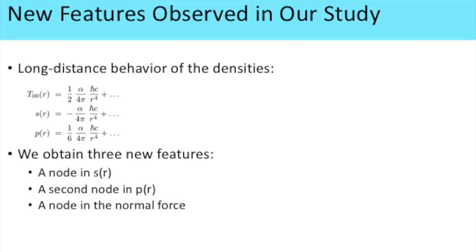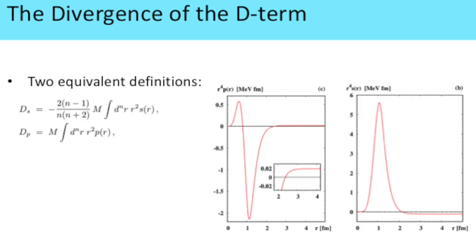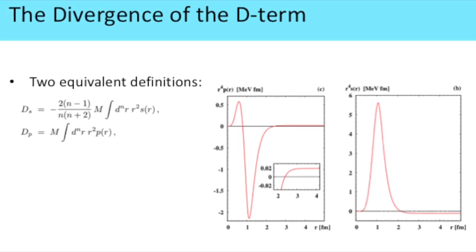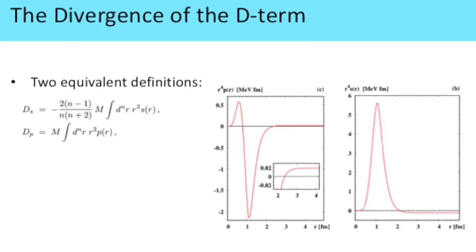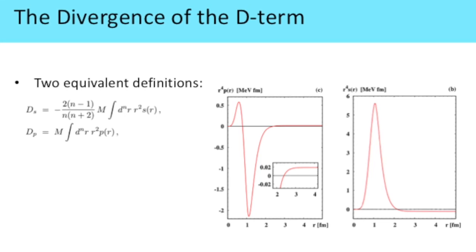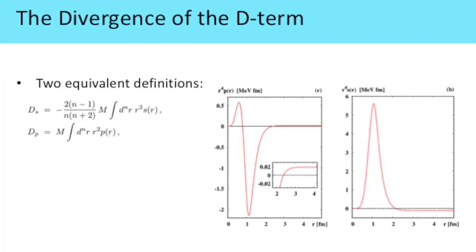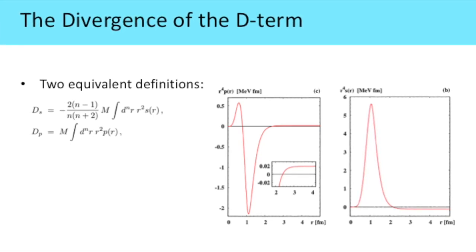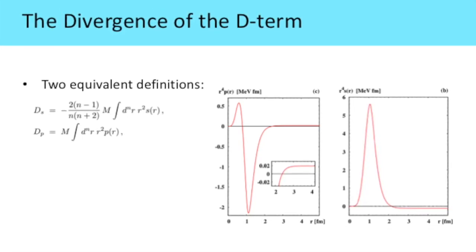It is important to note that the shear force and pressure are small in the regions where we see these new features. The D term in our model has 2 equivalent definitions in terms of shear force and pressure. This equivalence arises from the energy-momentum tensor conservation. We use n equals 3 here for the space dimension. Because of the asymptotic behavior of S of R and P of R at large r, the expressions for the D term diverge at large distances.